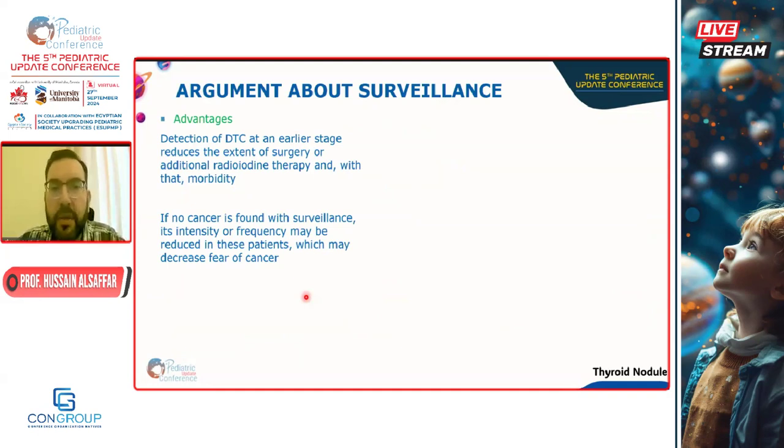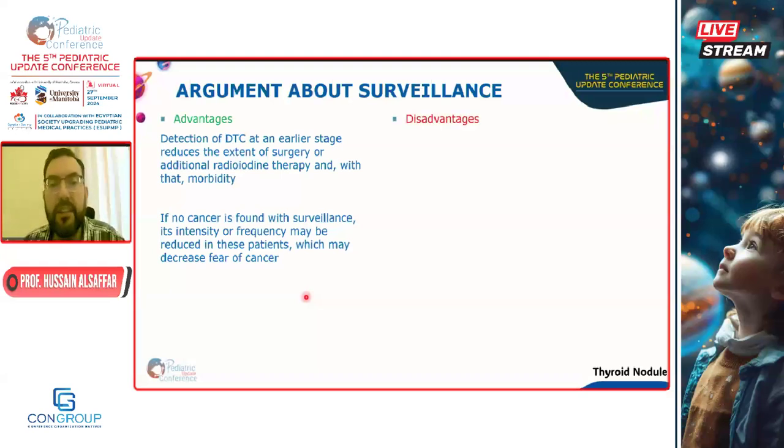Generally speaking, there are some advantages of surveillance if we do them combined. You can detect the differentiated thyroid carcinoma at an earlier stage. And early detection means reducing the extent of surgery or additional radioiodine therapy. With that, the morbidity will reduce. And if there's no cancer, that would be reassuring, so the intensity or frequency of the surveillance would be less, therefore less stress on the patient and less frequent follow-up in the hospital.